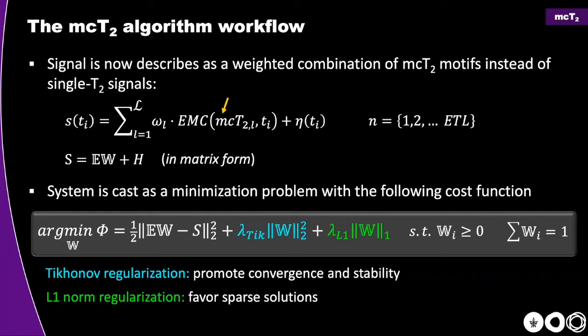There is another basic assumption here: when I take specific regions in the brain, in the white matter, and I'm not taking the entire white matter as a whole, there is an assumption that there would be a limited number of MCT2 motifs there. And this is the only assumption that we're making, that there is a limited number. And by using these global statistical correlations, we identify a set of motifs, and then we can write our problem again in a matrix form, add regularization like Tikhonov that promotes convergence, L1 that favors a sparse solution, and solve this minimization problem for each and every voxel in our sample. So this cost function contains in E a dictionary of MCT2 motifs.